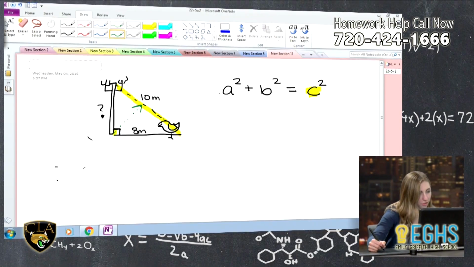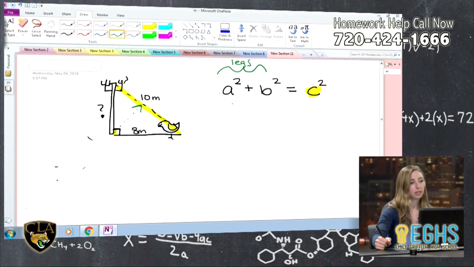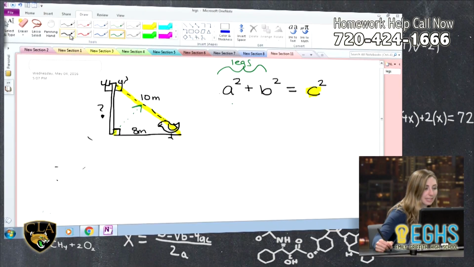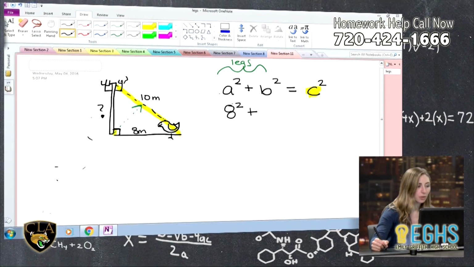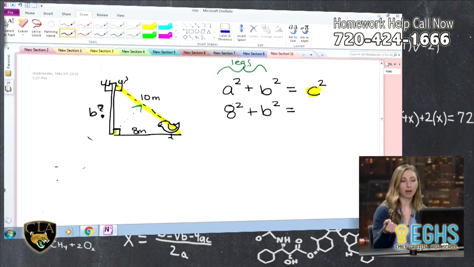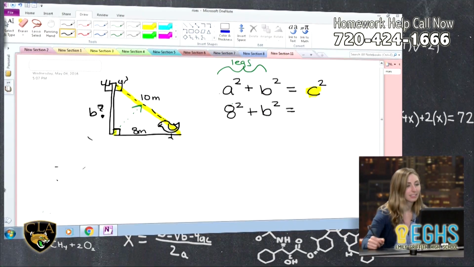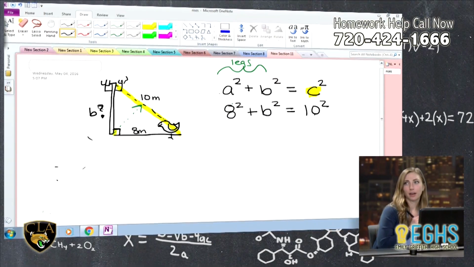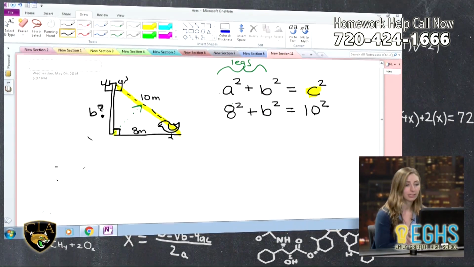So what we can do is use this formula to plug in our knowns and then solve to find our unknowns. One of our legs is 8 meters, so we'll say 8 squared plus, and we don't know the other leg, that was the question mark I put there, so let's call that other leg B. So B squared is equal to the hypotenuse, which in this case is 10, the path the bird is taking, so 10 squared. Then we have an equation with just one variable, so we need to isolate that variable, and when we do that, it is solved.